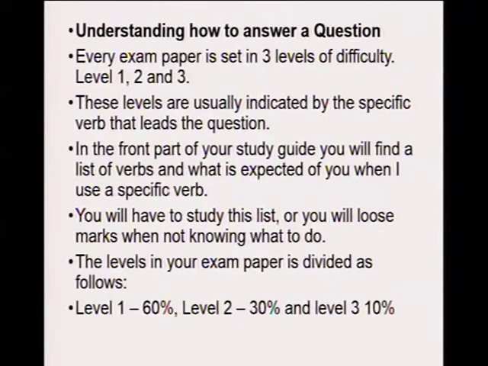The understanding on how to answer a question. Every exam paper is set in 3 levels of difficulty, level 1, 2, and 3. These levels are usually indicated by the specific verb that leads the question. In the front part of your study guide, you will find a list of verbs and what is expected of you when I use a specific verb. You will have to study this list, or you will lose marks when not knowing what to do. The levels in your exam paper are divided as follows: level 1 60%, level 2 30%, and level 3 10%.